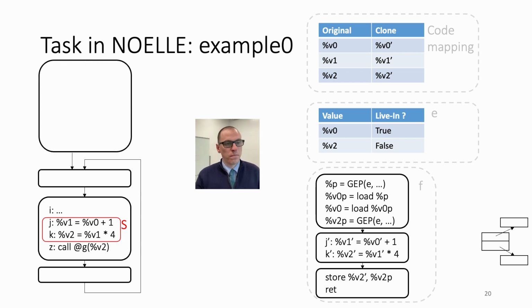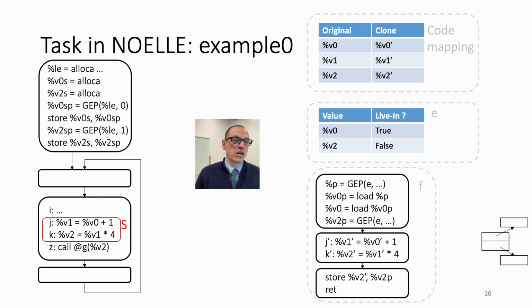So we add a new basic block, and here we're going to add the code that allocates exactly that data layout that we discussed. First we allocate the array of pointers, which we call %le. Then we're going to allocate the two different object locations where we're going to store the value of %v0 and %v2. We call them %v0s, as stack, and %v2s, the version of v2 that lives in the stack. Now we have the three objects, but they're not connected. So now we have to connect them.